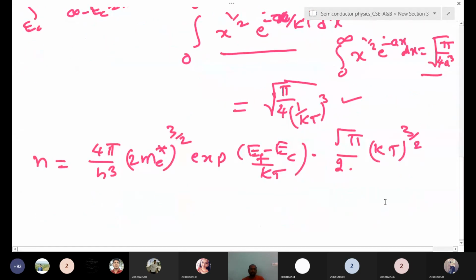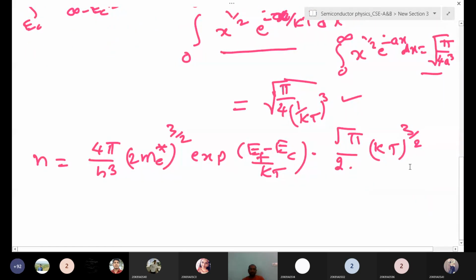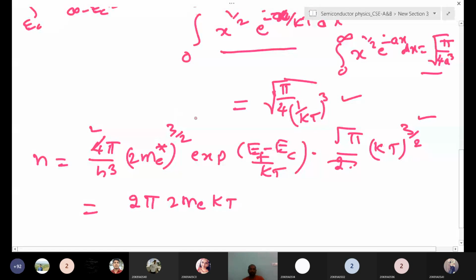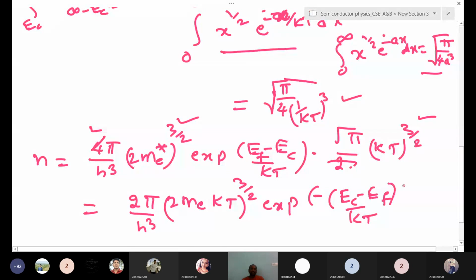2 pi, 2m, here we can write KT also, 3 by 2 power is there, here 3 by 2 power is there, you can write totally. 2 pi by h cube 2m KT 3 by 2, exponential, I am taking minus out, EC minus EF by KT. This is the density of electrons in the conduction band.